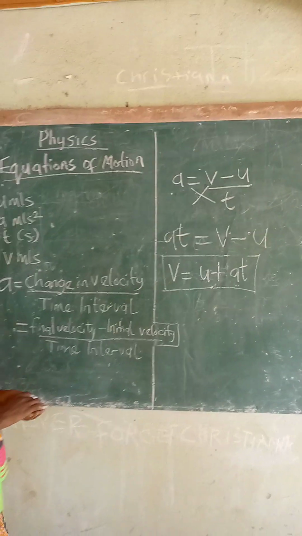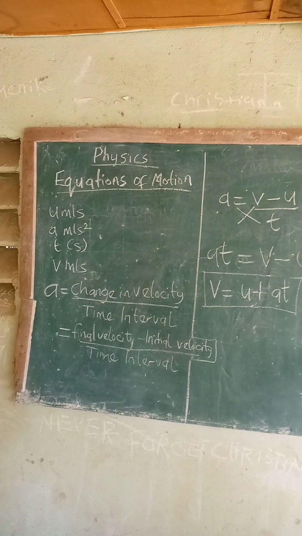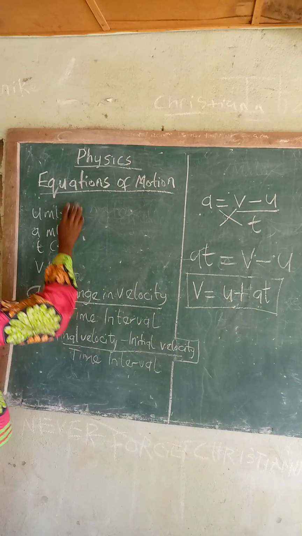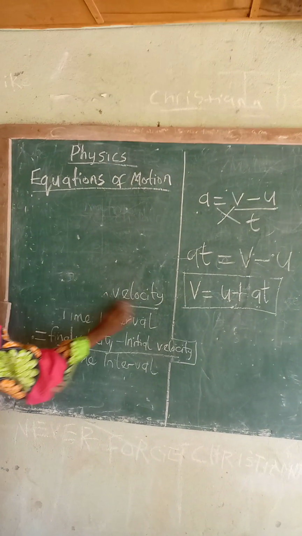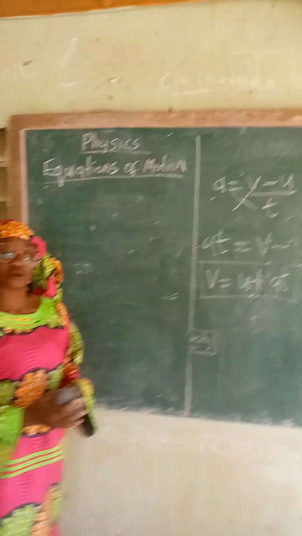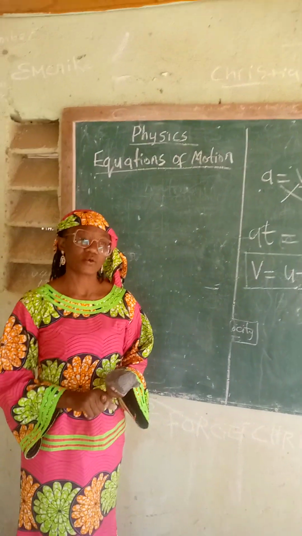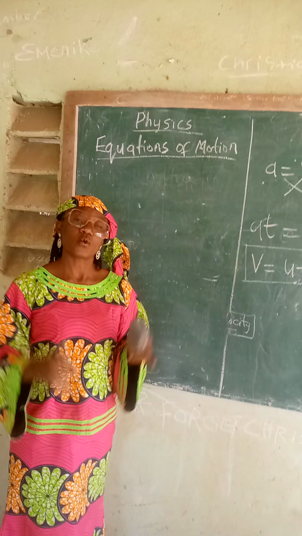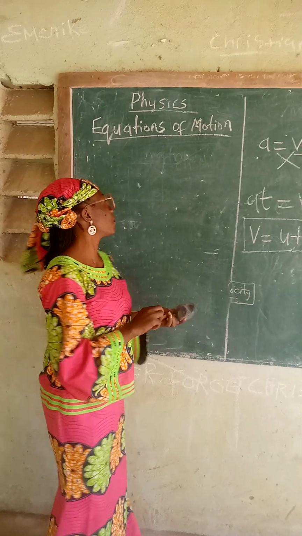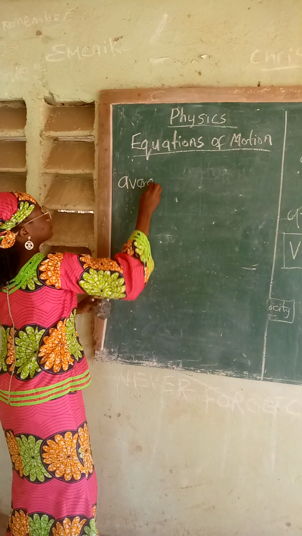Now let's derive the second equation of motion. The second equation of motion is derived from the formula of average velocity. I think we know two formulas for average velocity. We are going to be using the two formulas that we know for average velocity. The first formula for average velocity is average velocity.